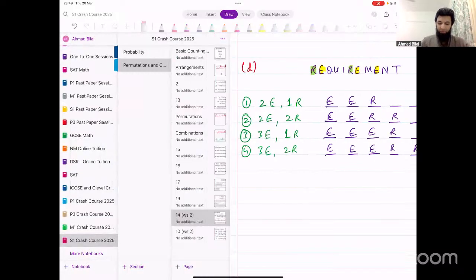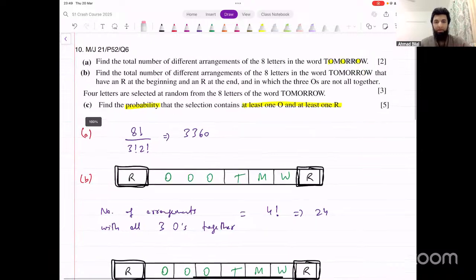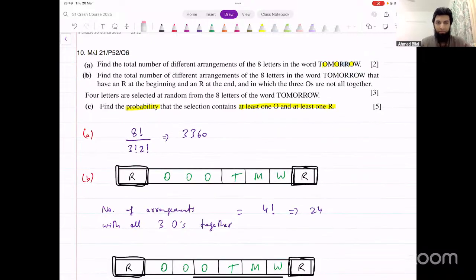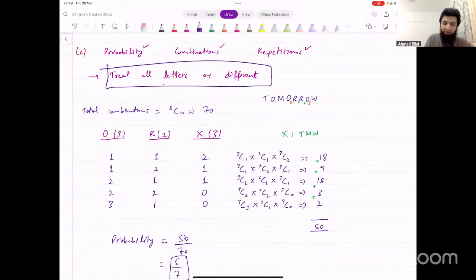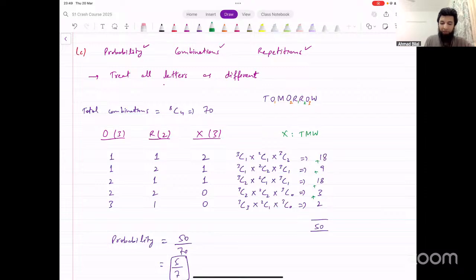But when we have probability with combinations, we run into a problem. And that is that the probabilities of the outcomes become different. So in order to equalize all probabilities, we treat the letters as different. So that's what I meant when I said treat all letters as different. So what that means is you would also have to select which one O you are selecting out of the three O's, which one R you are selecting out of the two R's. So you also have to do this selection in this case.